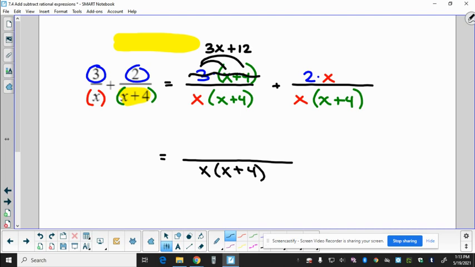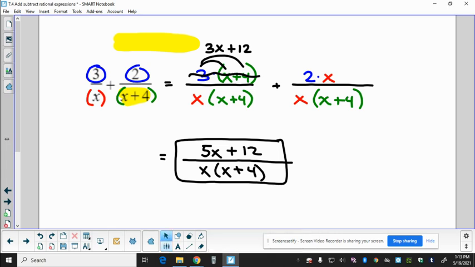So let's not look at that anymore. And then you got 2x over there. So add your x's. Do not be tempted to try to cancel any of those x's because 5x and 12 are being added, not multiplied.